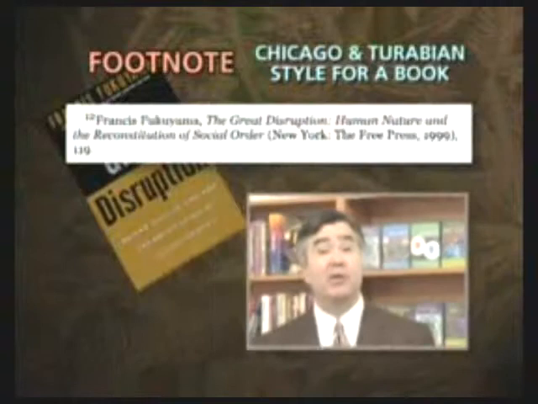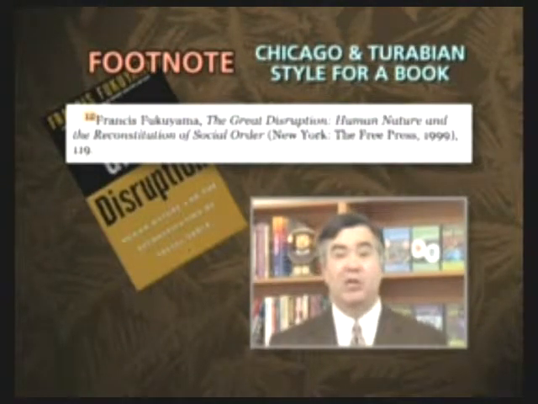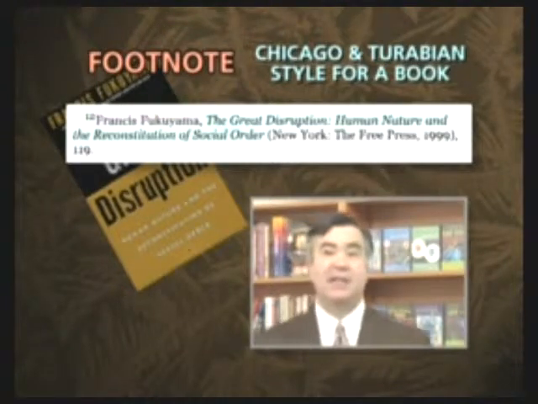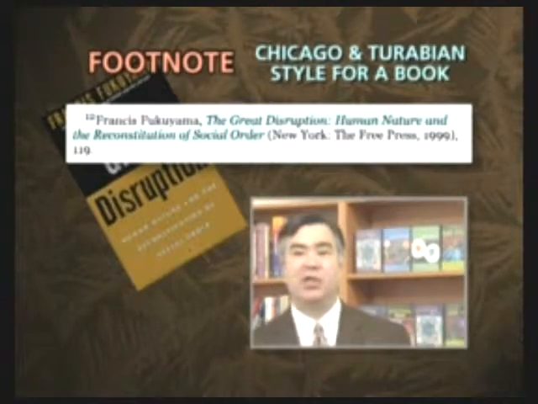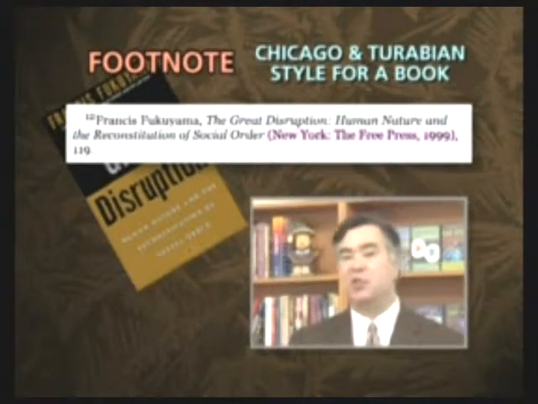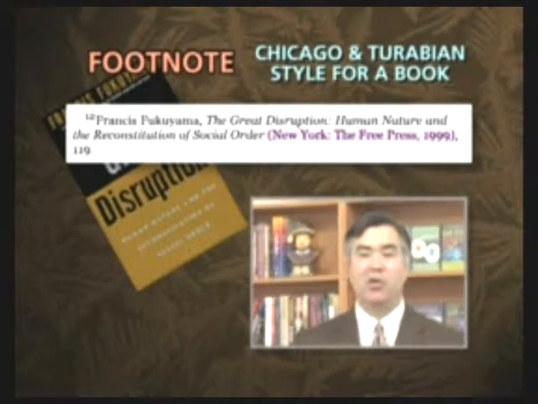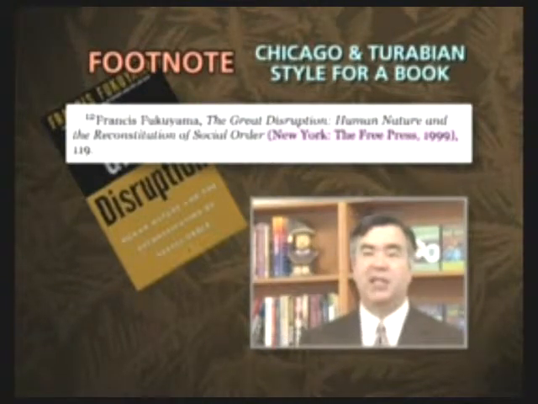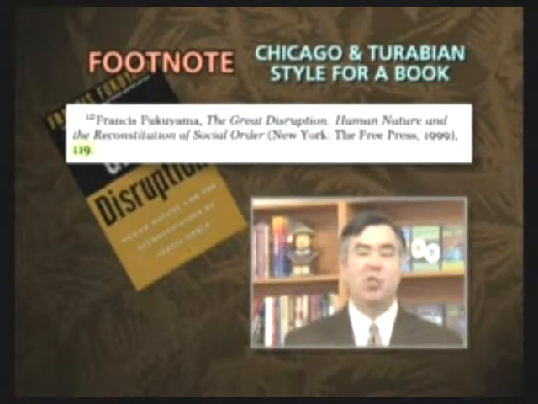Here's an example of what a typical footnote reference to a book would look like. 12, that's the footnote number, linking it back to the reference in the text. We have the author name, Francis Fukuyama, followed by a comma, then the title and subtitle in italics, The Great Disruption, colon, Human Nature and the Reconstitution of Social Order. Then we have parentheses, which enclose the publication data. New York, that's the place of publication, colon, the company name, the publisher name, the Free Press, comma, date of publication 1999, close the parentheses, another comma, and then the page reference, page 119.